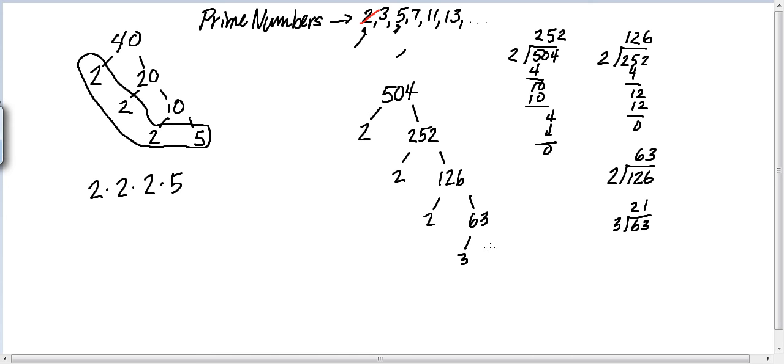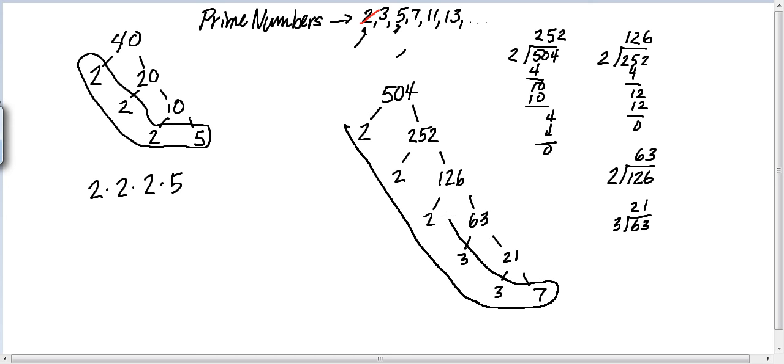So we got 3 and 21. And now we're getting down to numbers you might have memorized from your multiplication tables. Now I stick with 3. 3 goes into 21, and it goes 7 times. So now this is a big example, right? But that set of numbers, 3 2's, 2 3's, and a 7 all multiplied together equals 504.